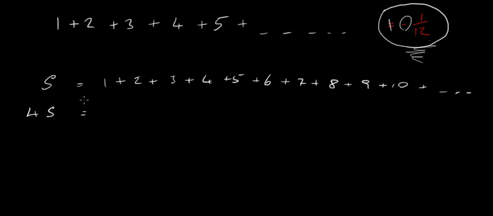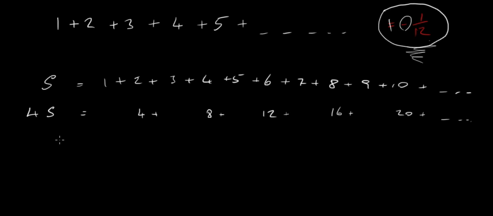Okay, so we're going to multiply both sides by 4. So 4 times S is 4 times 1, which is 4, and we're going to put that 4 underneath this 2 here. Now 4 times 2, that's going to give me 8. So I'm going to skip 1 here, and I'm going to put that 8 underneath this 4 here. 4 times 3 is 12. I'm going to skip 1 and put that underneath here, so that's going to be 12, and so on. 4 times 4 is 16, so I'm going to put that here. And 4 times 5 is 20, we'll put that here.